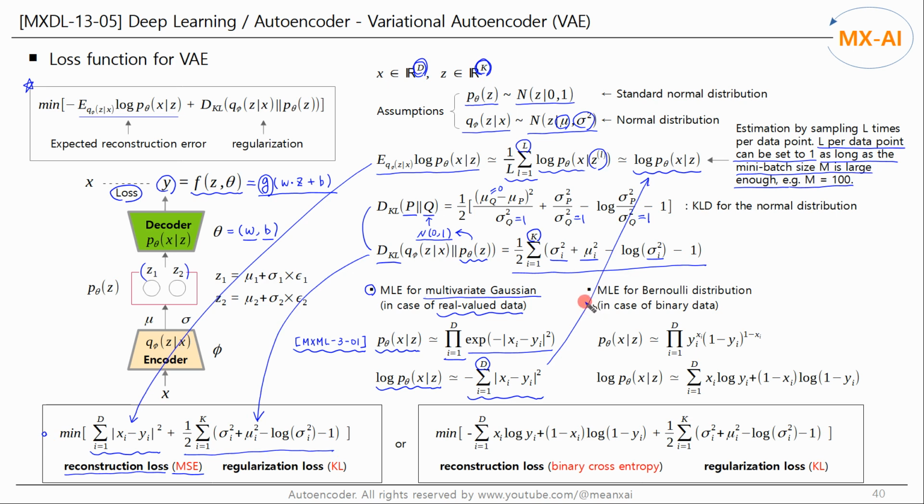Next, let's find the maximum likelihood estimator when the distribution of the input data X is Bernoulli. That is, this is the case that the elements of data X are binary valued. This is also the case for standardized MNIST images. The probability p theta X given Z can be defined as the product of all Bernoulli distributions for each element of X.